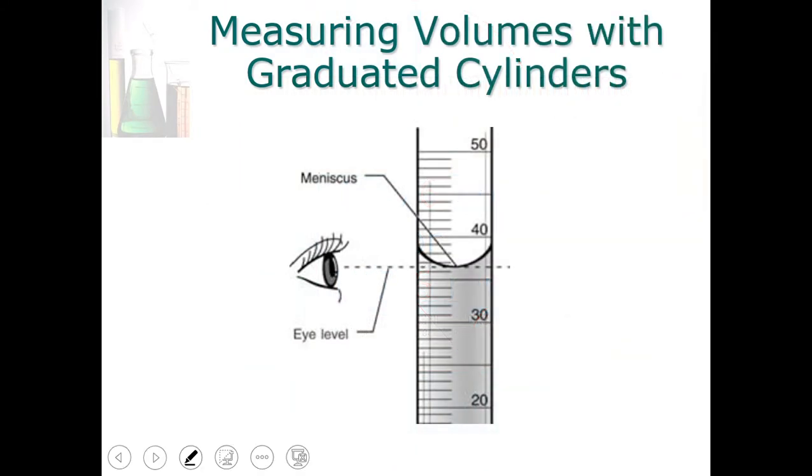Now let's look at measuring volumes using graduated cylinders. One of the interesting properties of water is that it forms a curved surface at the top of the column. We call that curved surface a meniscus. These instruments are already calibrated for the presence of that meniscus, so the proper technique involves putting the graduated cylinder in a position such that the bottom of the meniscus is at the same level as your eyes, and that is the correct way of reading a volume here.